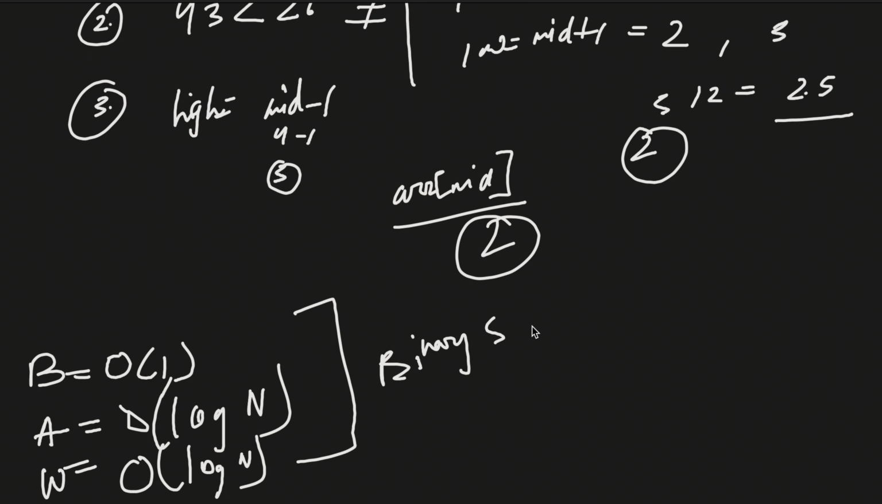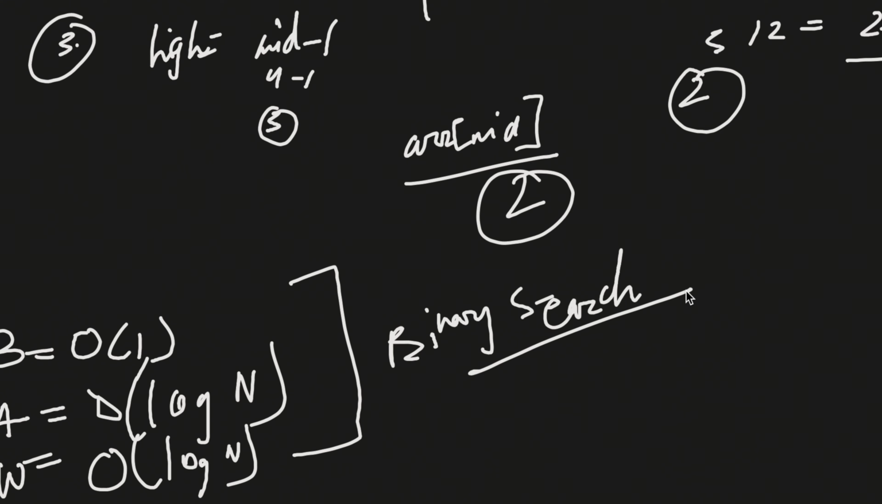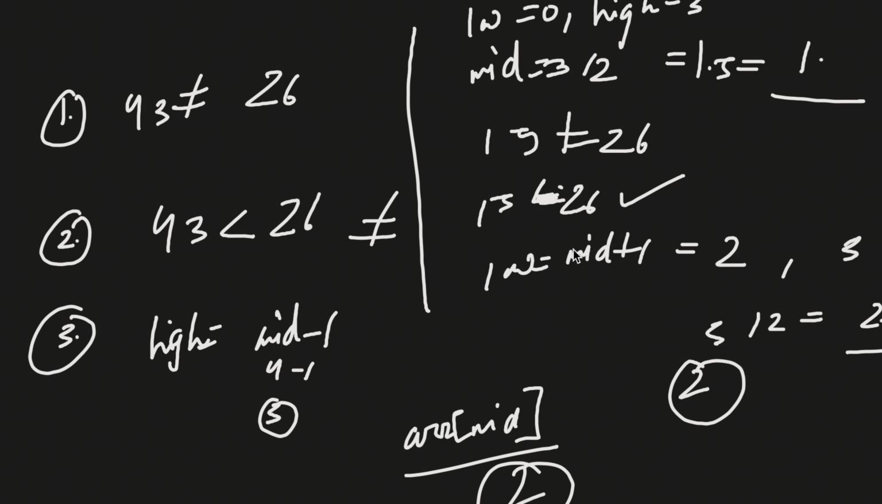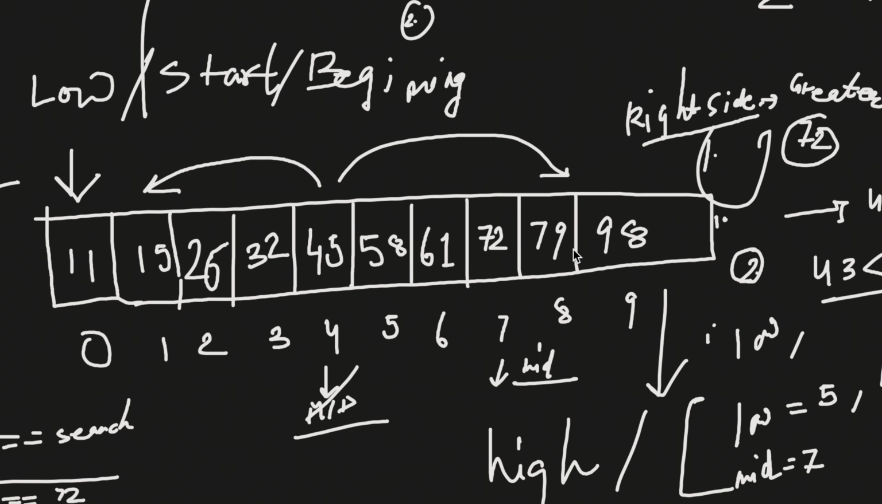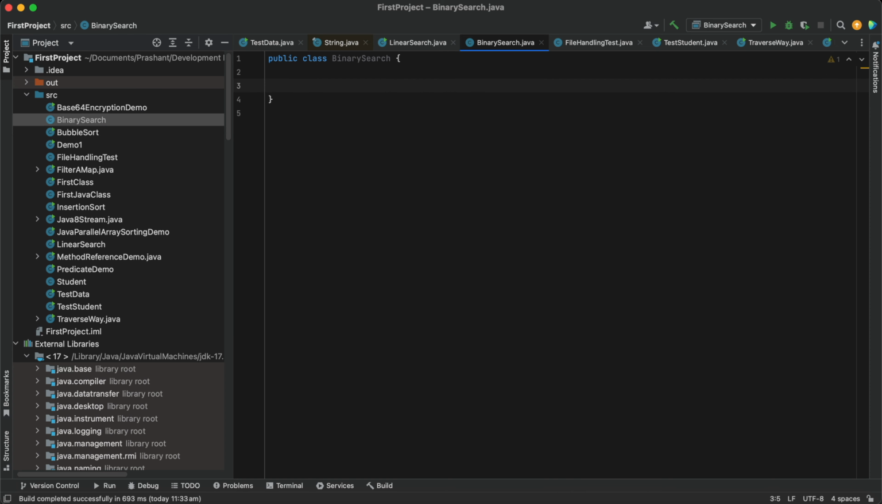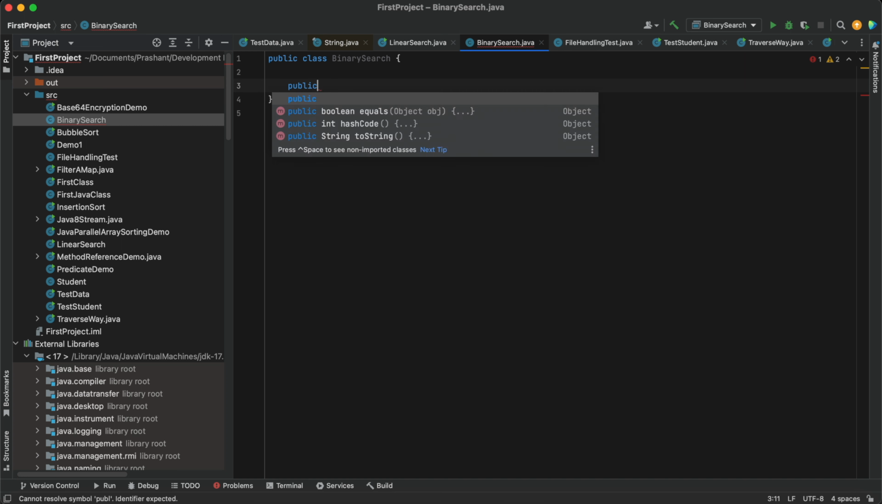So we have seen the rough idea of binary search, the algorithm and how binary search works. Now let's write a small program for binary search without recursion. In this video I'll be writing it without recursion, only a loop, and in the next video I will write it with recursion. Okay, so let's first write a main method.